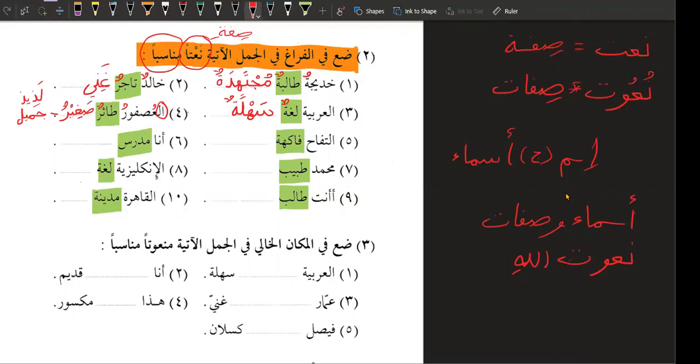جيد. إسماعيل. التفاح فاكهة حلوة. We've done this in the first lesson. التفاح فاكهة حلوة. حلوة meant what? Sweet. So the apple is a sweet fruit.